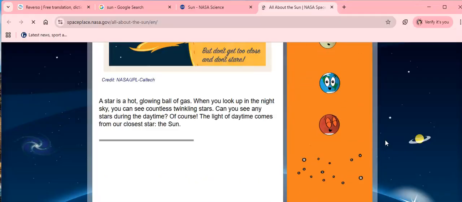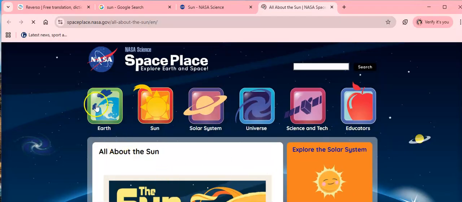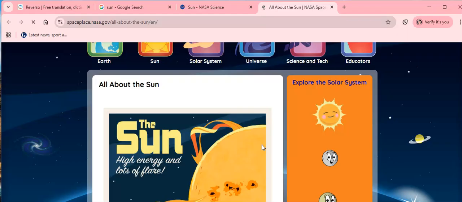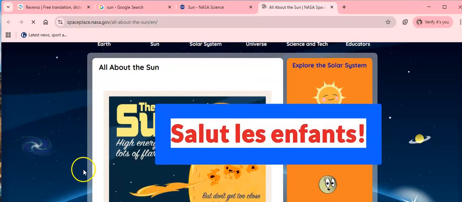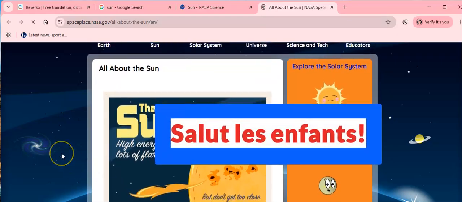Okay, you get the idea here. Of course, there are different tabs. You can explore Earth, the solar system, our universe. Let's focus on science and tech and a section for us educators. Look at that. So we're already in the sun section. Okay, I think I'm going to log off, or rather end this recording and go explore the NASA website.